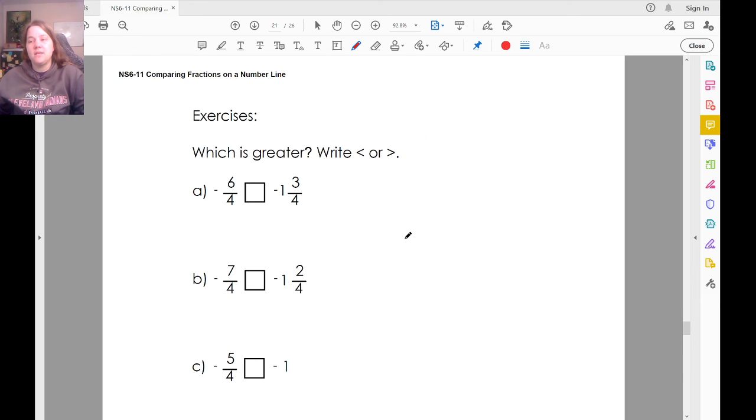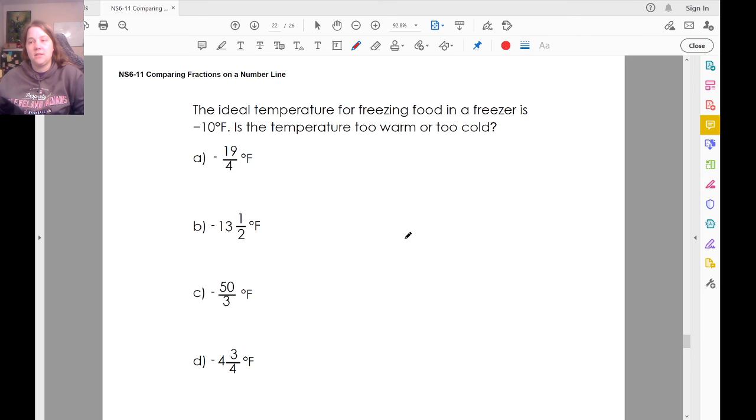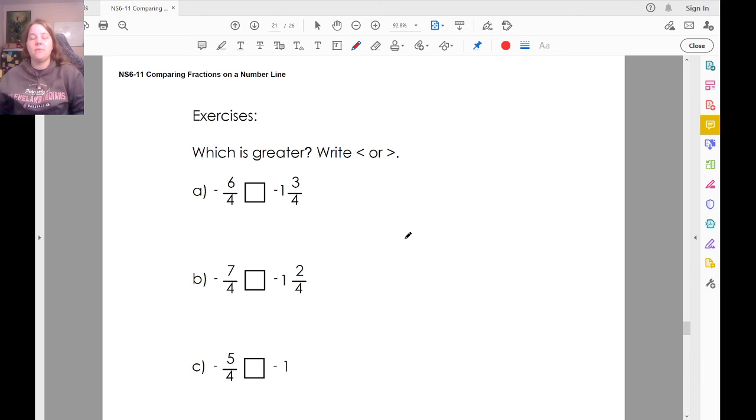So which one of these are greater? Go ahead and write that greater than less than sign. Please remember that with negative numbers, you want to give away as little as possible. So these are things that you owe me. You want to owe as little as possible. I'm going to go ahead and convert these into improper fractions. You go ahead and do what makes sense for you. When you come back, we'll talk about it.